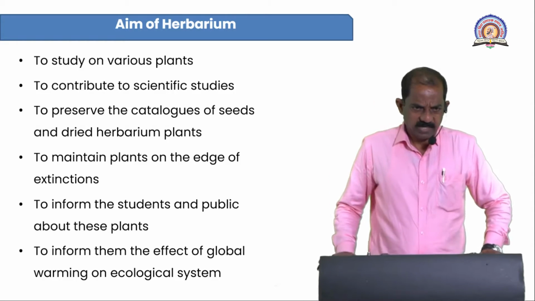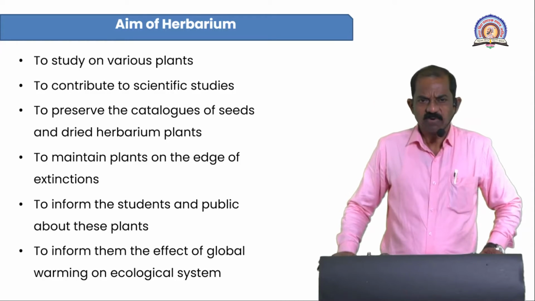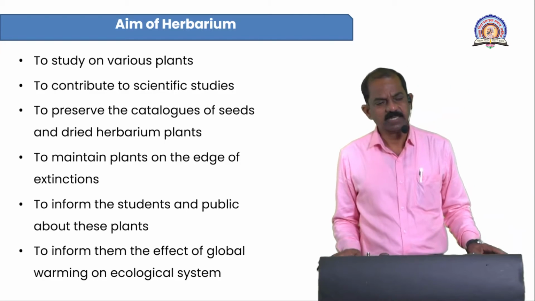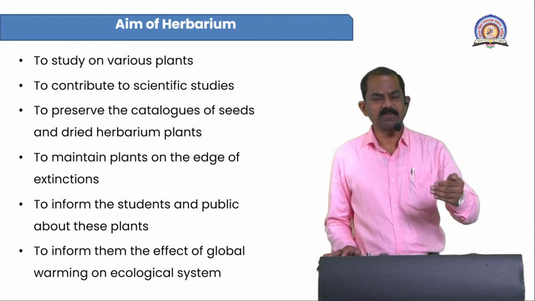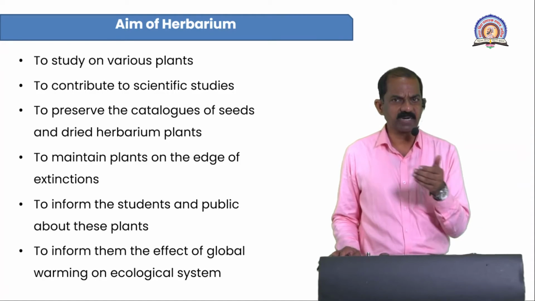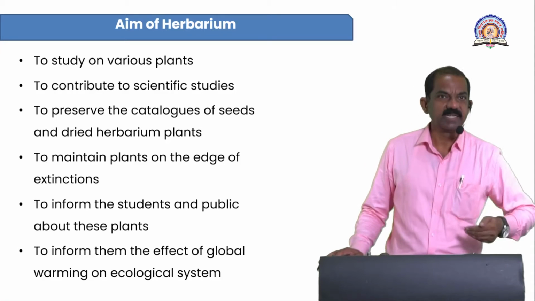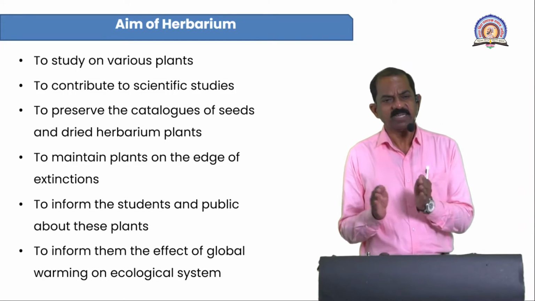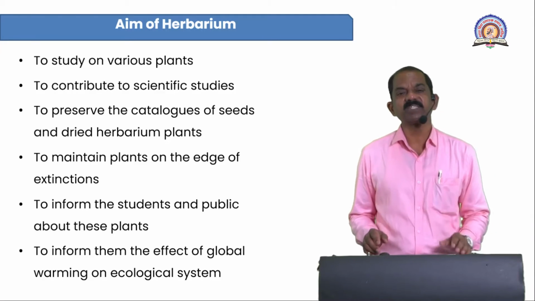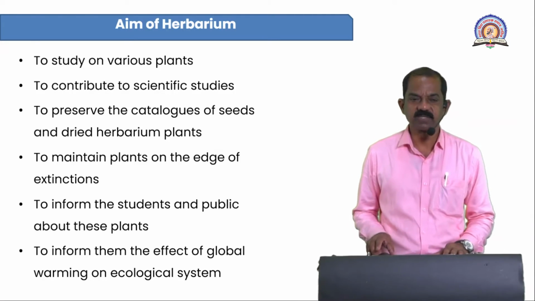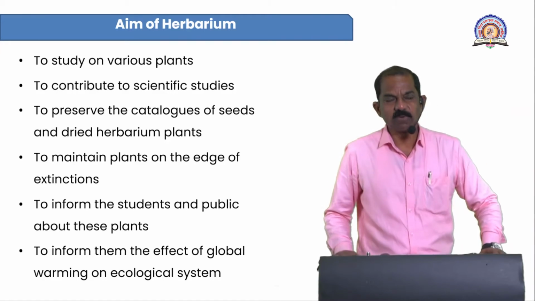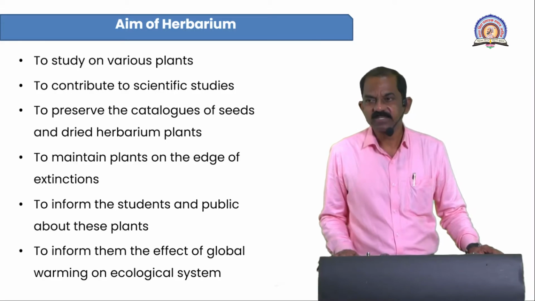The aim of the herbarium is to inform the students and the public about these plants: in which area what type of plants are available, what type of plants become endangered, what type of plants become extinct. All such information is available to the students with the help of the preparation of a herbarium, and with the help of that, we inform them of the effect of global warming on the ecological system.